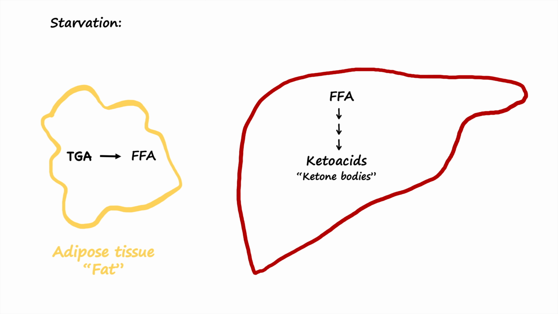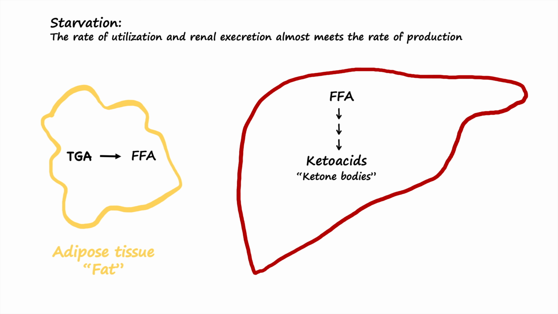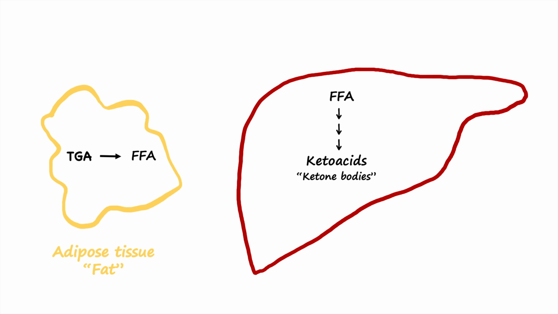And again, keto acid production and accumulation will happen gradually. Okay. Add to that, the utilization of keto acids by the different cells in our body, especially the brain cells, is very effective. Now, do you think we have enough time for our body to adapt to that? Yes, indeed. The rate of utilization and metabolization will almost meet the rate of production. That's why the accumulation of keto acids in starvation is low.